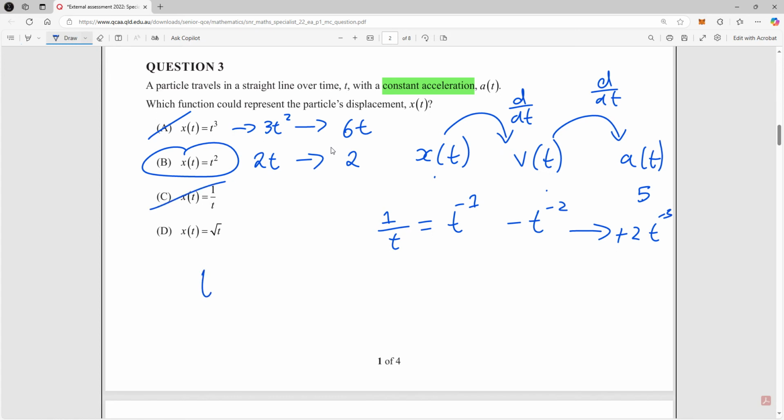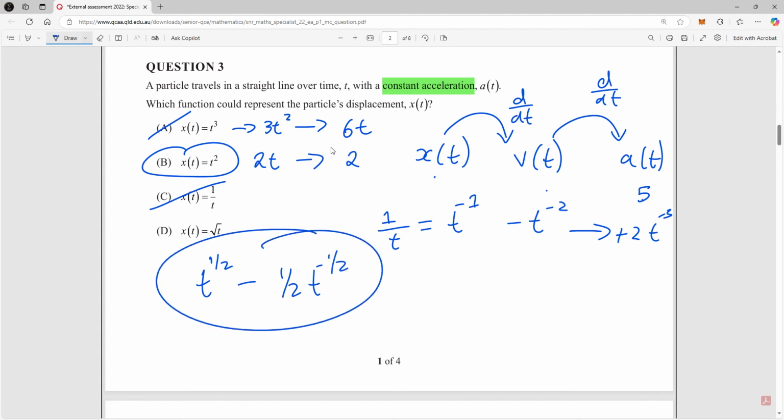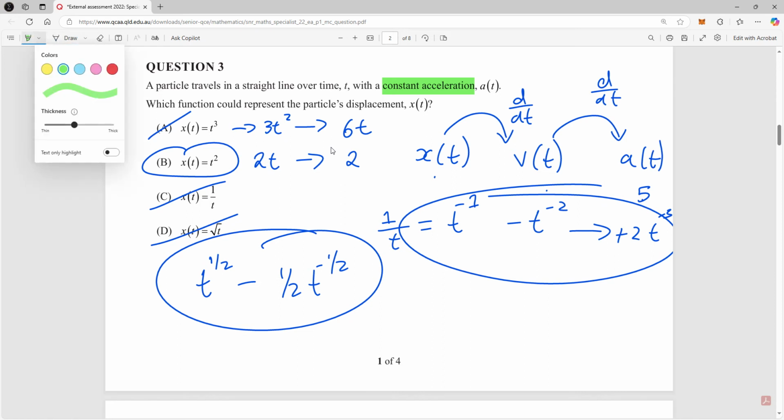And then this one here, square root of t can be written as t to the power of half. So if you differentiate that, that's going to be a half t to the negative half. And then you have the exact same problem as this one here because of that negative exponent. So straight away, the answer is going to be B here, okay?